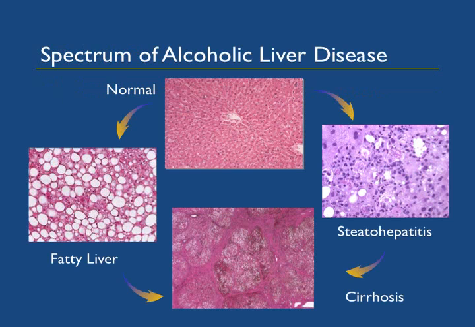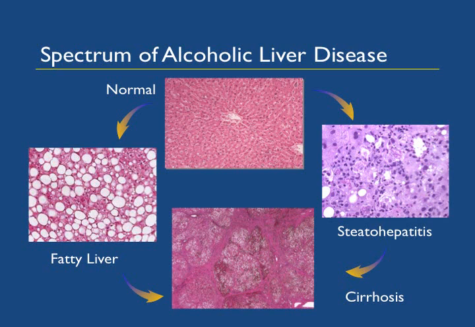There is a wide spectrum of liver diseases which can occur as a result of alcohol consumption. Histologically, the liver may appear normal, as not everyone who consumes alcohol will develop liver disease. Thus, a percentage of patients who drink alcohol will actually have normal livers. However, in patients who develop liver disease, the spectrum can vary from fatty liver to steatohepatitis to cirrhosis.